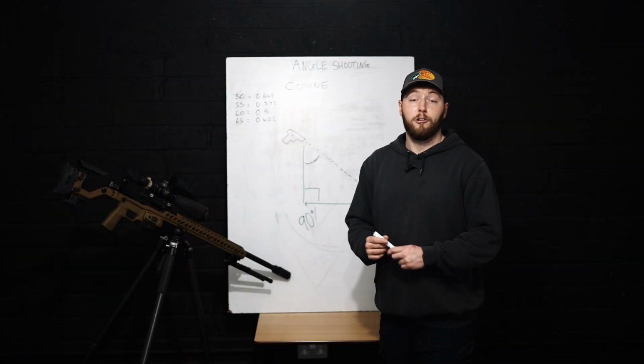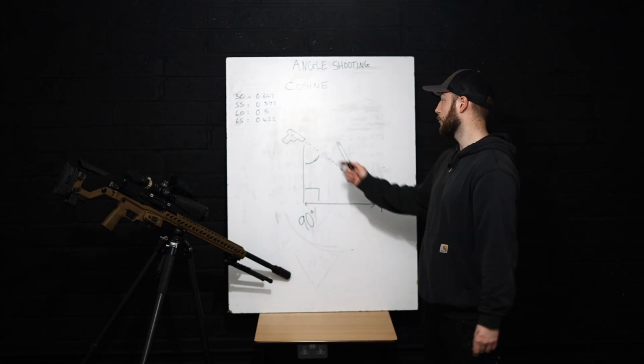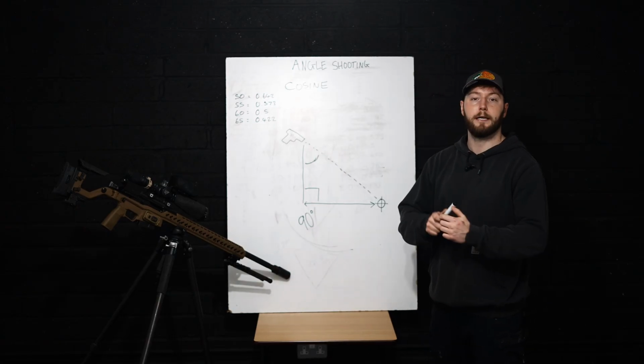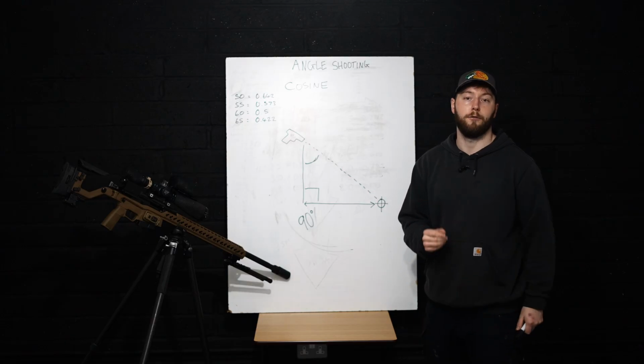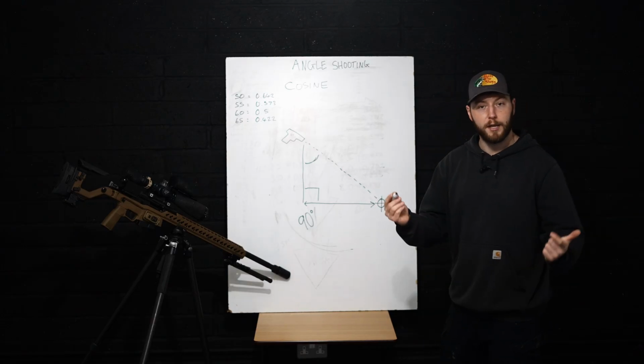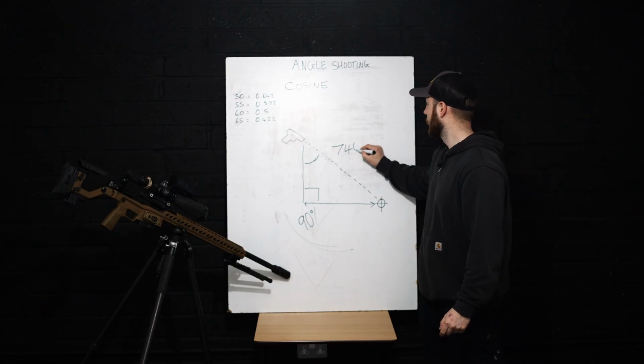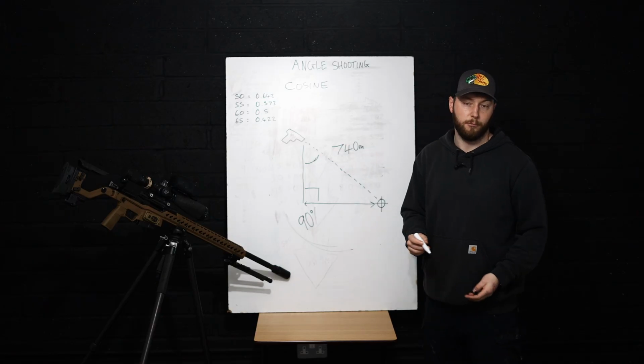Okay, so how do we actually solve using cosine? We have an example here. We're up on a vantage point, shooting down, or at least we want to shoot down. We get our LRF out and laze the target. We see a target down here and we get a straight line distance of 740 meters, for example.